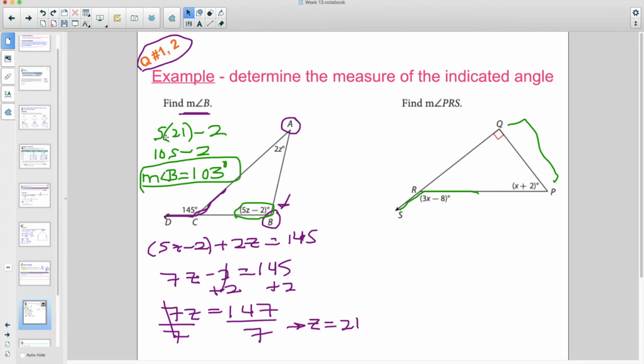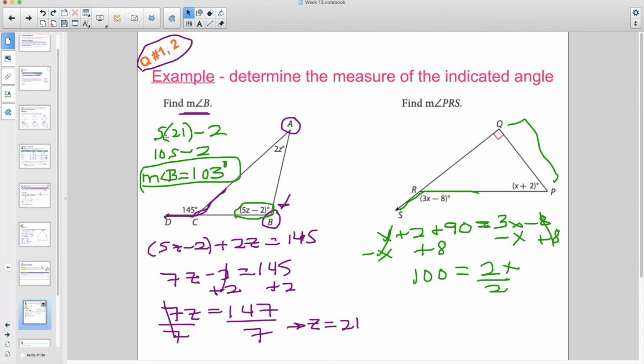So let's go ahead and set that up. Let's do our x plus 2 plus 90 equals our 3x minus 8. So we have to get our x's on the same side and our numbers on the other. Just to keep our x's positive, I'm going to bring this x to this side, so minus x. At the same time, let's add our 8 over, so plus 8. On the left-hand side, we have 2 plus 90, 92, plus 8 is 100, equals 3x minus x, so we have 2 x's left. Go ahead, divide your 2 off, and we get 50 for x.